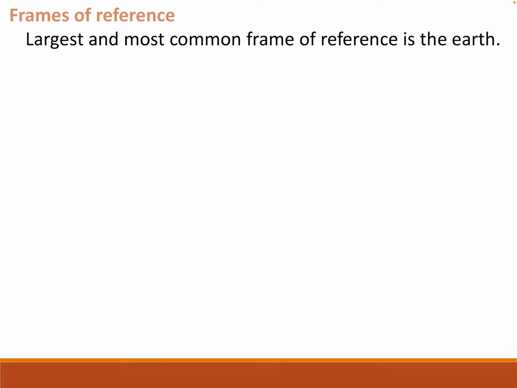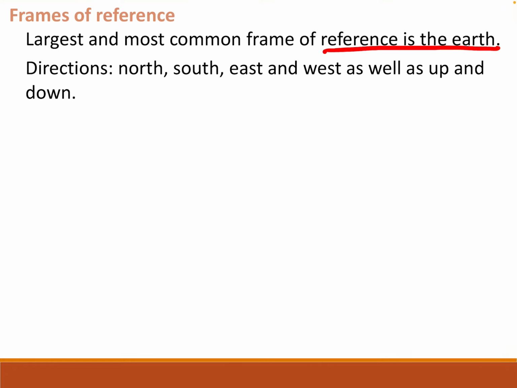Frames of reference. Now, our largest and most common frame of reference is the Earth. And we use the Earth as our frame of reference without even realizing it. So you might now be saying, I'm not moving, and relative to the Earth, you're not. But if you could look at yourself from the sun, you actually are moving, because the Earth is spinning and it's moving around the sun. So relative to the sun, you're moving, but relative to the Earth, you're not. With frames of reference, that's where we can start using north, south, east, west, up, down. Those are the directions, okay?